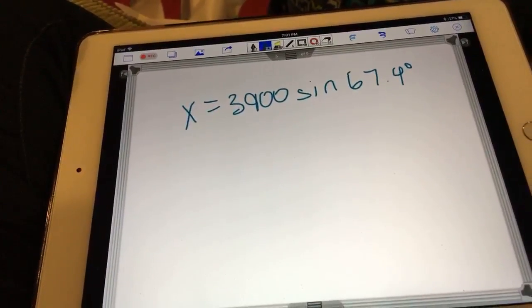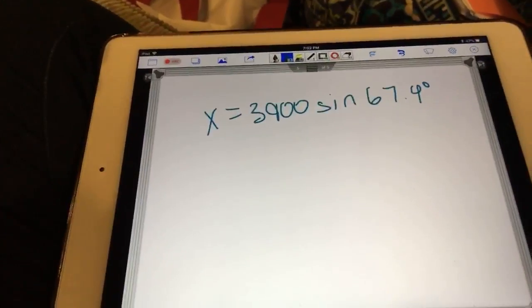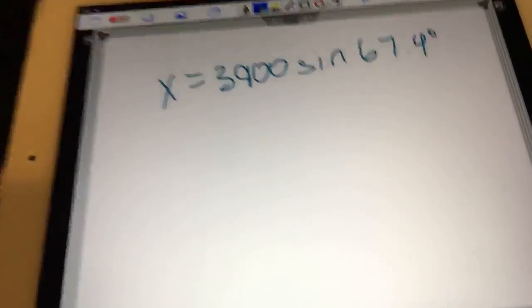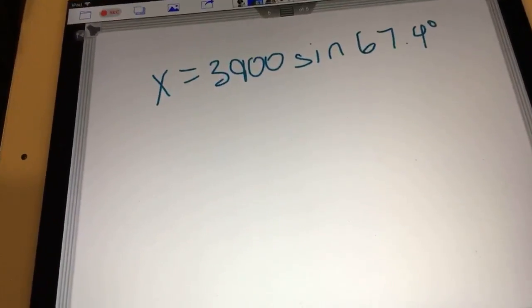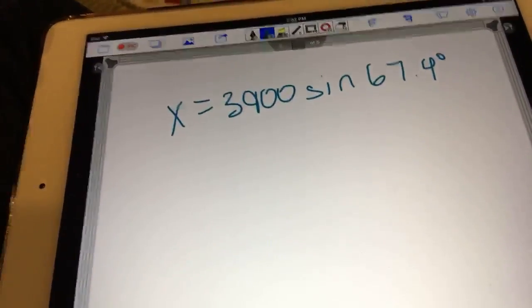28 from EOC warm-up. Cavalieri's principle works. Yes, no problem. So Cavalieri's principle basically states that if you've got a shape, if you've got a solid, like for example, a box.